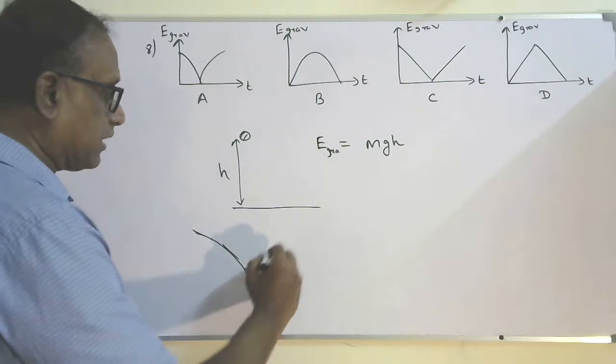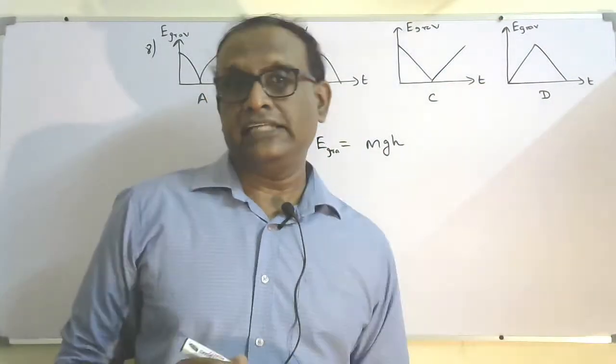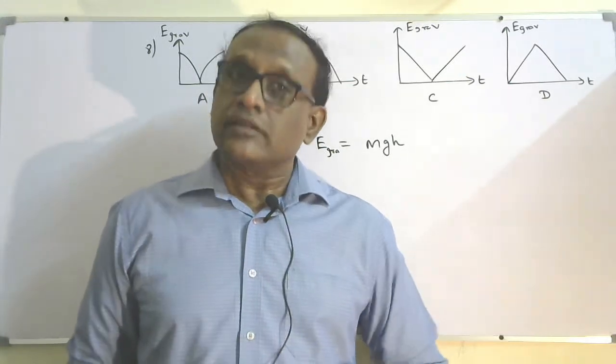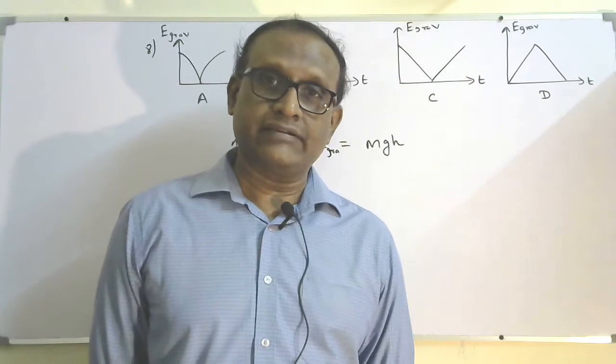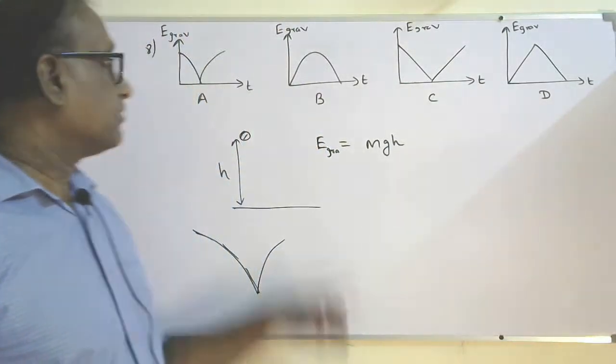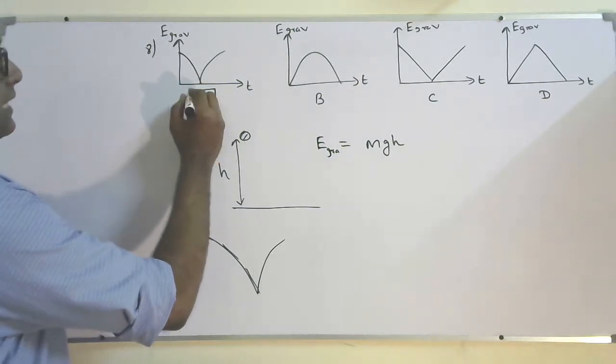So in the height-time graph, the rate of increase of height should decrease. So the rate of increase of gravitational potential energy also should decrease. So the correct graph is A. So question number 8, the correct answer is A.